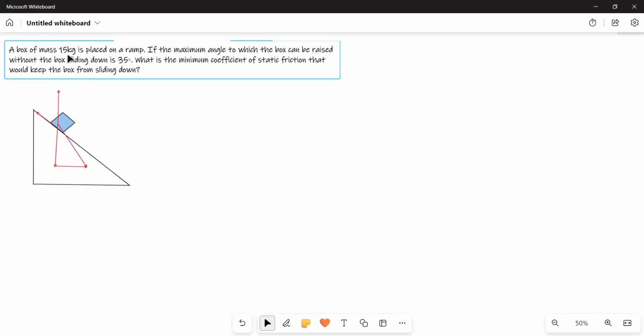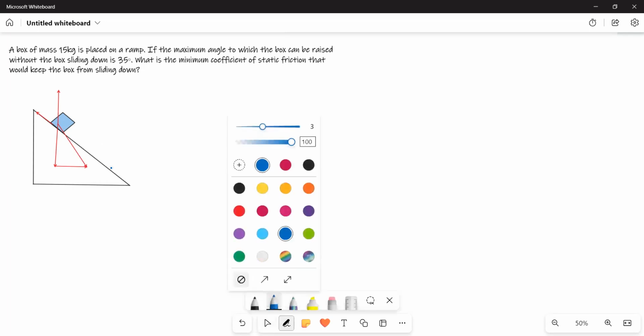A box of mass 15 kg is placed on a ramp. If the maximum angle to which the box can be raised without the box sliding down is 35 degrees, what is the minimum coefficient of static friction that would keep the box from sliding down? Now we have to find out the coefficient of static friction. Here the angle is given to us. Let us do the problem.